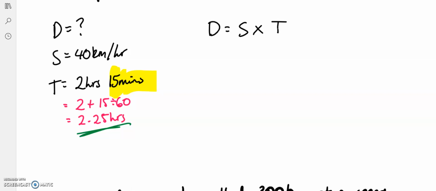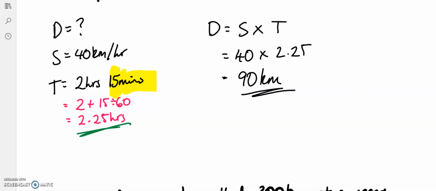So we'll do distance equals speed times time. We'll do 40 times 2.25. Typing that into our calculator, we are going to get 90. And that's going to be 90 kilometers. Okay, so really important part here.